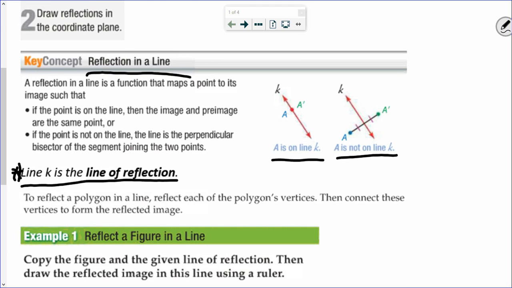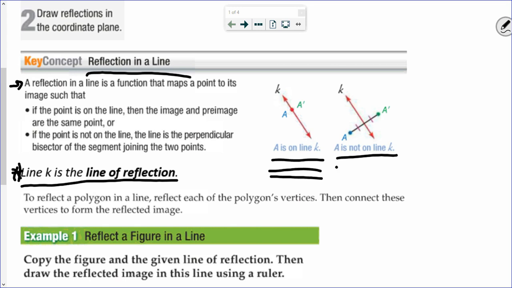A reflection in a line is a function that maps a point to its image such that, first case here, is if the point is on the line. So we're looking at this example here, where point A lies on the line. So if a point is on the line, then the image and pre-image are the same point.